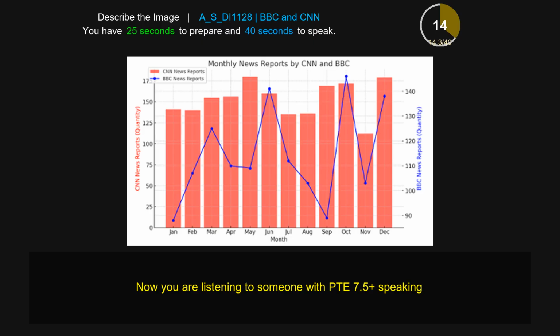And the lowest one for BBC is in January, which is 5. In general, the value of BBC fluctuates by a wider margin than that of CNN. To sum up, the graph tells about monthly reports.